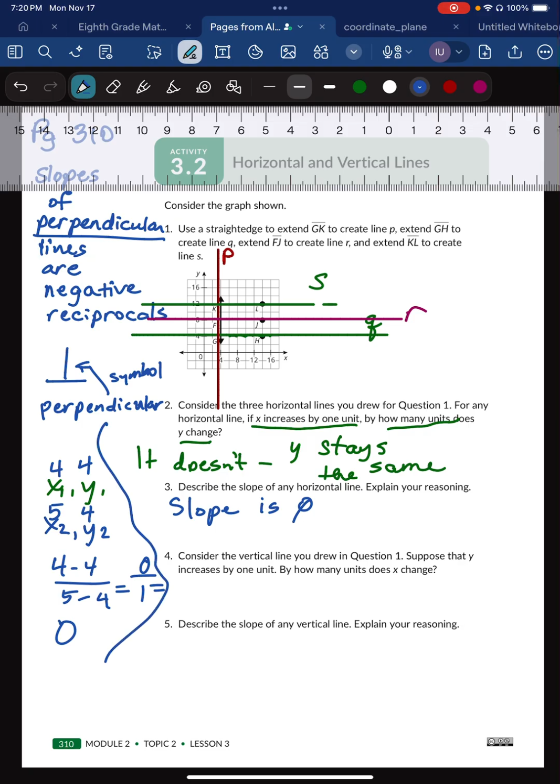Okay. Consider the vertical line we drew in question 1. Suppose that y increases by 1 unit. How many units does x change? x does not change.